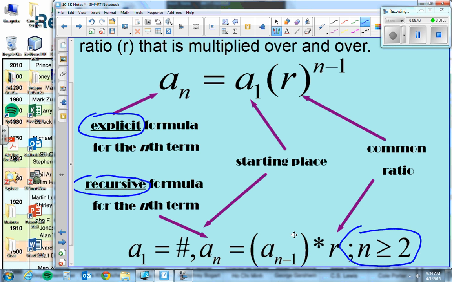Actually, remind me. I should show you the Fibonacci sequence. Okay, we'll do that next. I'll show you. It's not a geometric sequence, but somehow it didn't get in there when we introduced sequences.